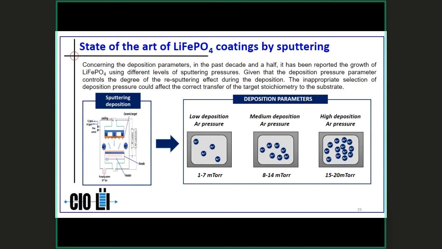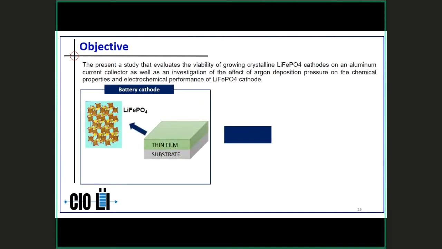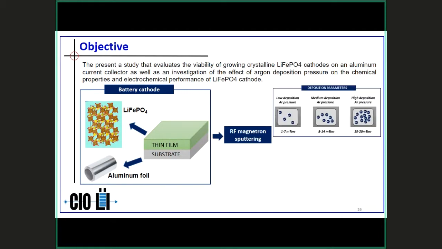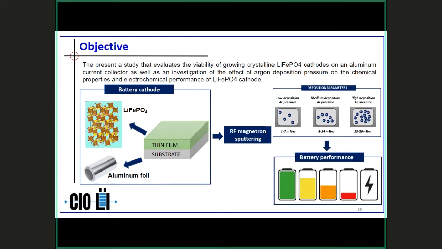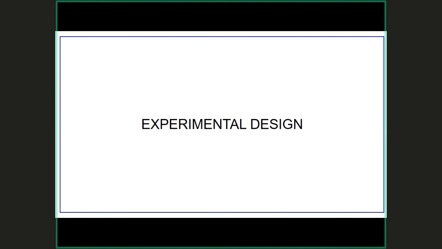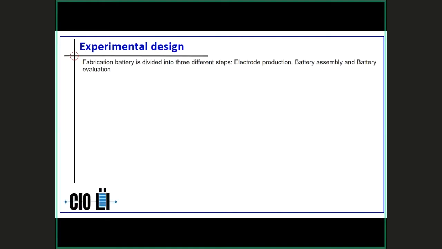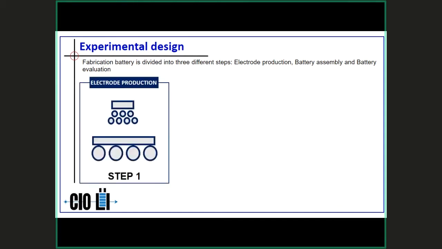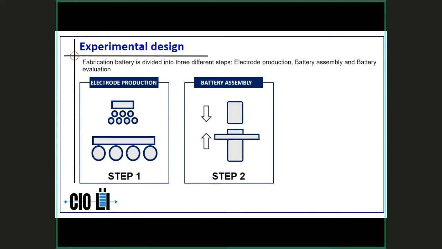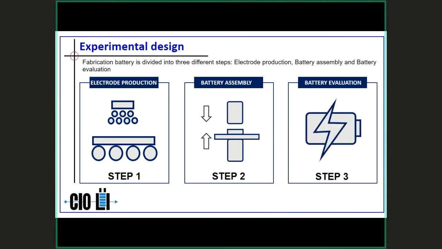So the objective of this research work is to make the deposition of lithium iron phosphate on a commercial electrode, in this case aluminium foil, by radio frequency magnetron sputtering. As a second objective, we want to study the effect of the argon deposition pressure on the battery performance. Regarding the experimental design, it was divided into three different sections. First, we produced the electrode. After, the battery assembly was carried out inside of a glove box. And finally, the battery evaluation was carried out.